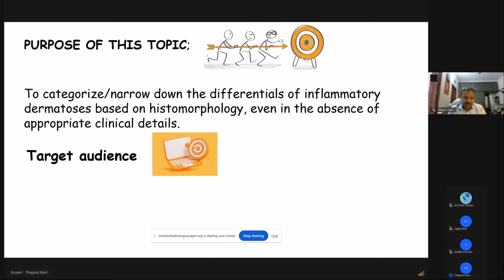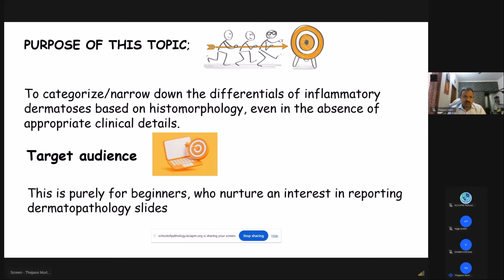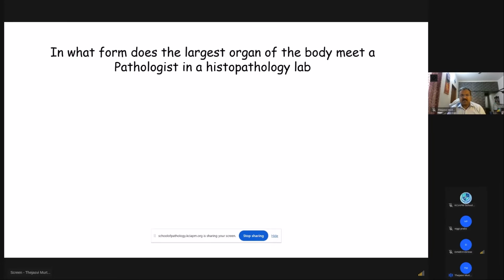Who is the target audience who should keenly listen? Anybody can join for that matter, but who should? This is purely for beginners who nurture an interest in reporting dermatopathology slides. Okay, so moving on. So this is a small question: in what form does the largest organ of the body meet a pathologist in a histopathology lab?